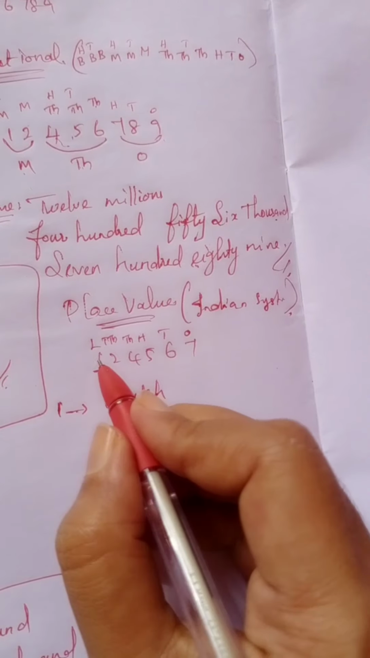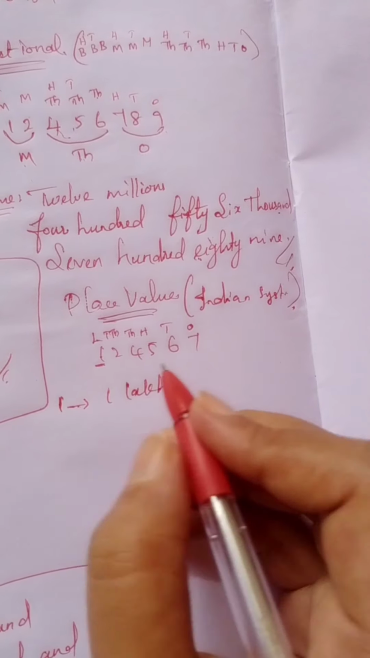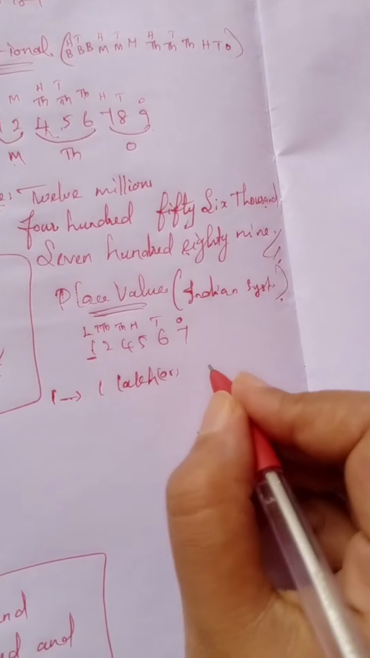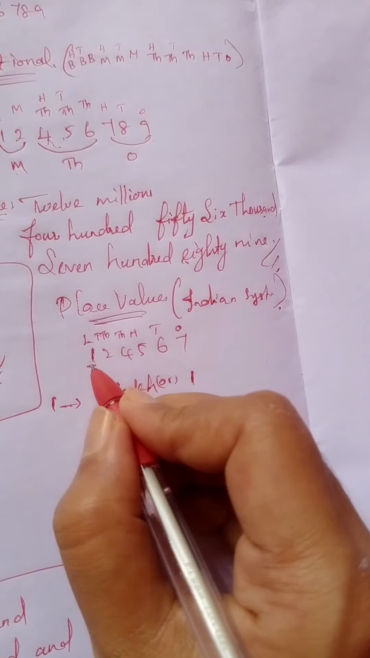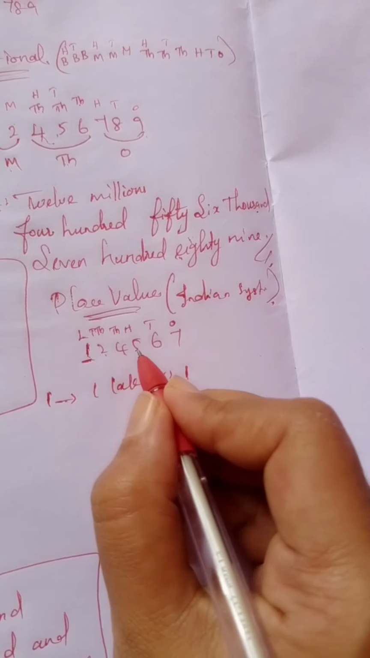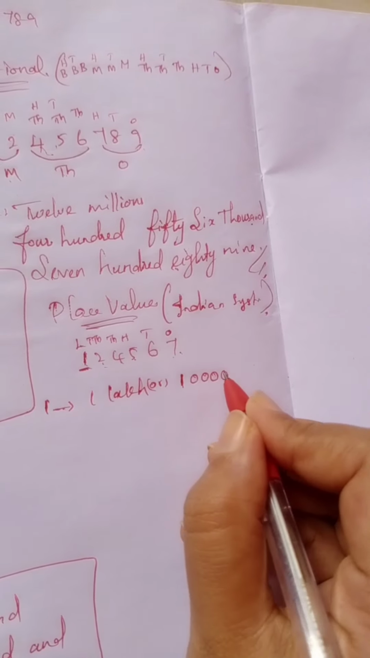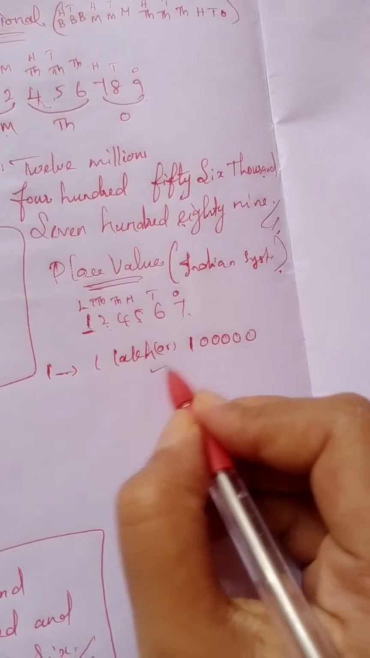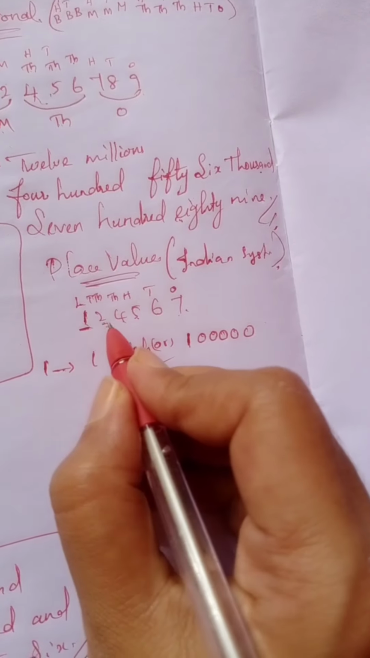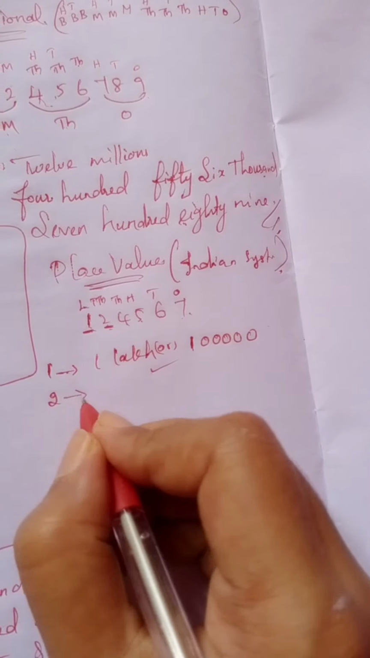You can mention 1 lakh like that. Otherwise, first you have to write that 1. Then how many digits after that 1? 5 digits. So 5 zeros. That's it.